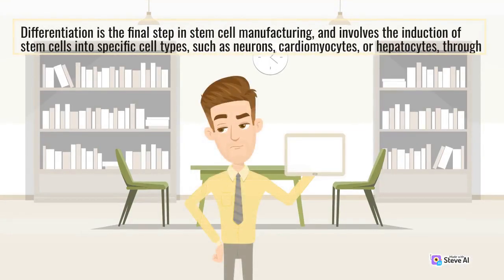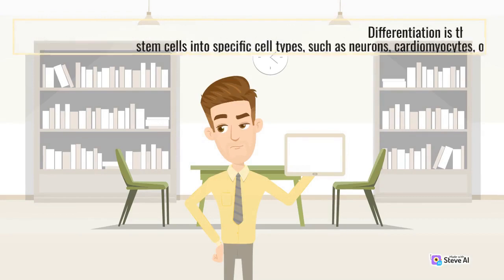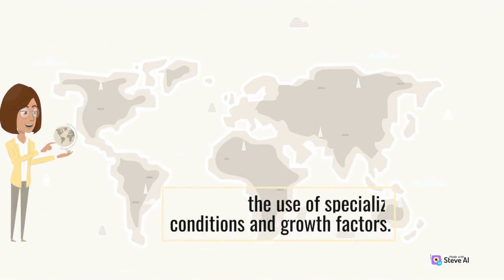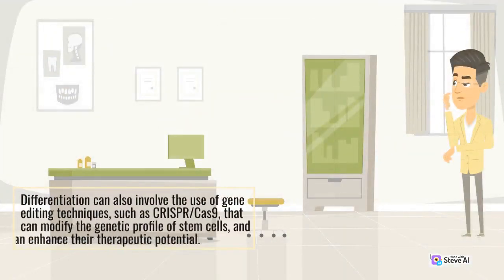Differentiation is the final step in stem cell manufacturing and involves the induction of stem cells into specific cell types, such as neurons, cardiomyocytes, or hepatocytes, through the use of specialized culture conditions and growth factors. Differentiation can also involve the use of gene editing techniques, such as CRISPR/Cas9, that can modify the genetic profile of stem cells, and that can enhance their therapeutic potential.